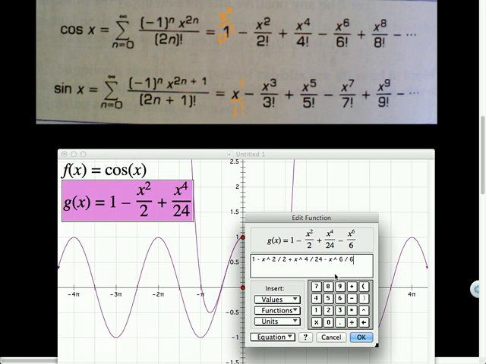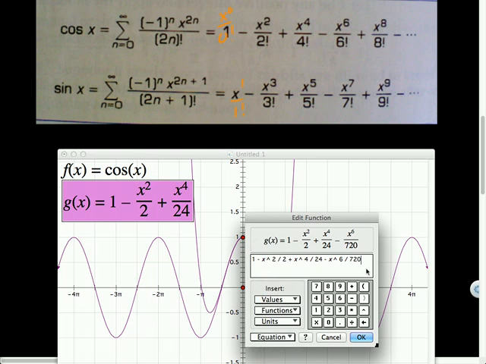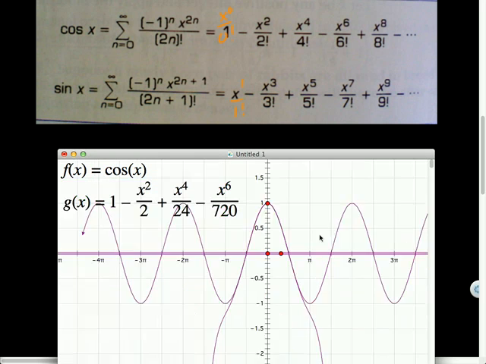I wonder if this accepts. I don't know if this program has a factorial. It doesn't look like it. So I might have you guys help me on those. 720. All right.